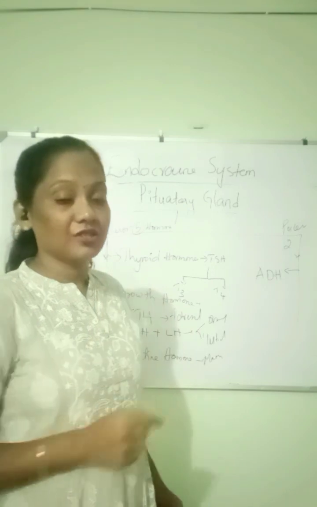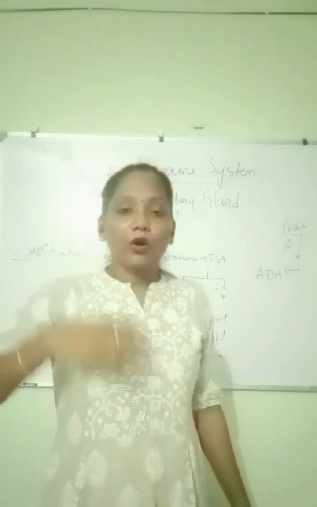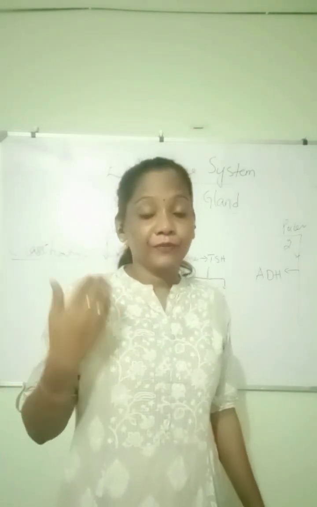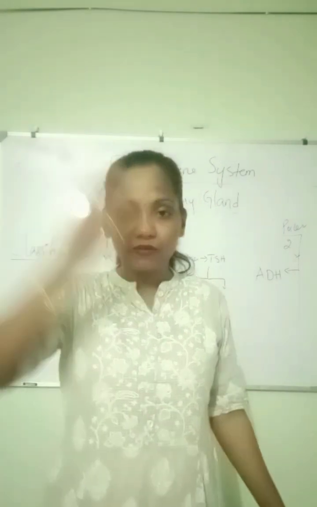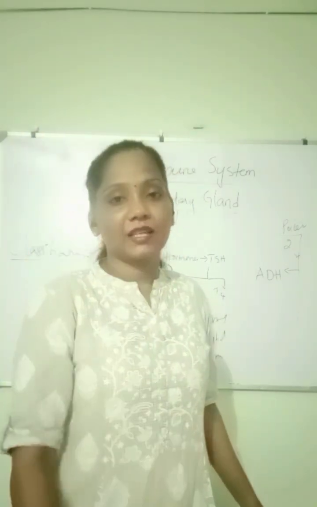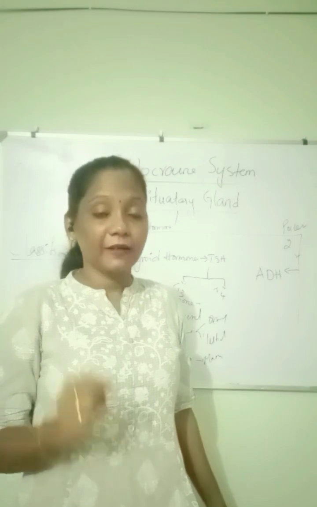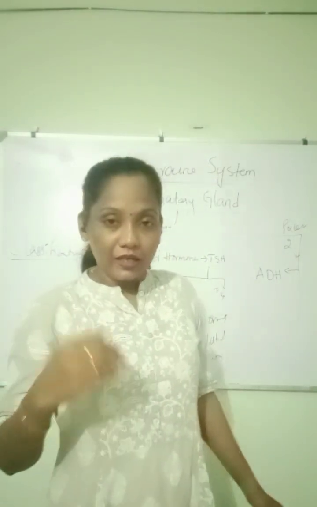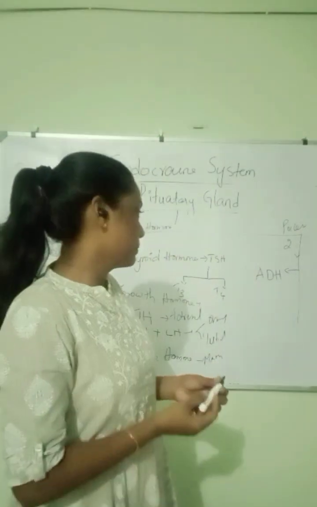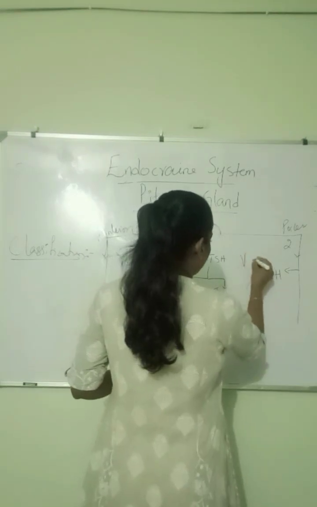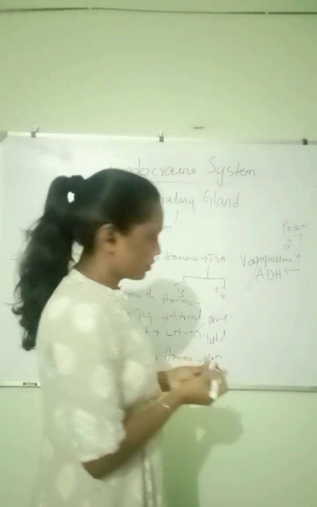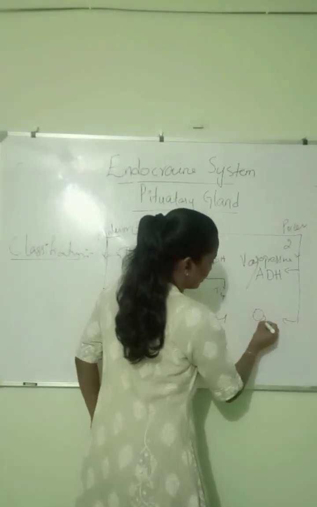Suppose ADH is not there in our body. The kidney filters approximately 180 liters per 24 hours. If ADH is not there, the total fluid will be lost and the person will die within seconds. The ADH hormone helps prevent excess urine loss, helps to reabsorb what the kidney filters, and helps to maintain fluid and electrolyte balance. This ADH is also called vasopressin. Vasopressin is the first hormone, and the second hormone is oxytocin.